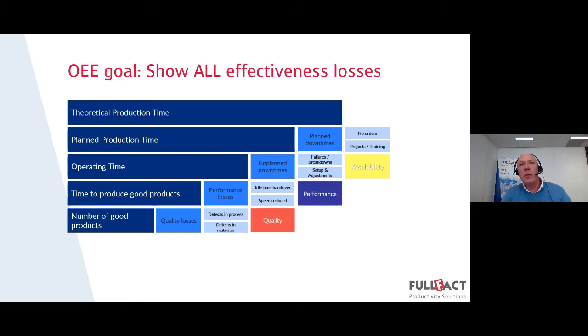The three categories can be recognized. Operating time is your availability. Time to produce good products within the availability is performance loss. And the number you produced due to the time of producing is quality loss, the quality.